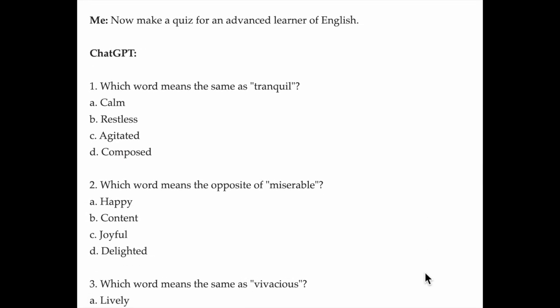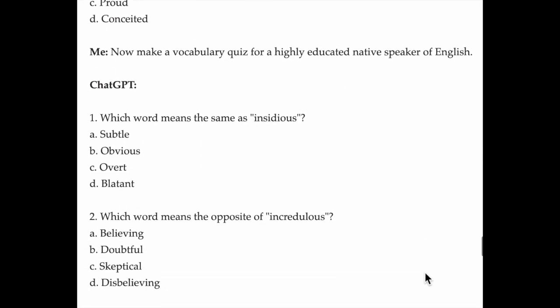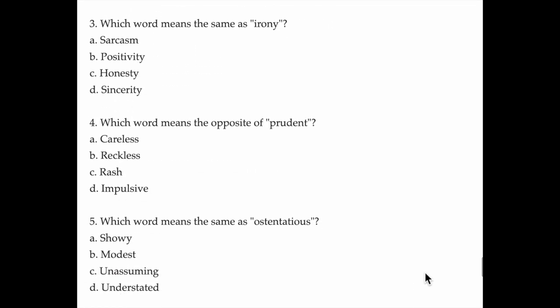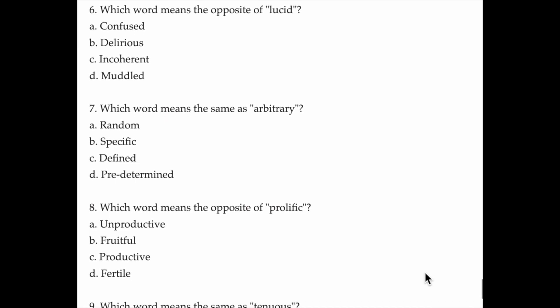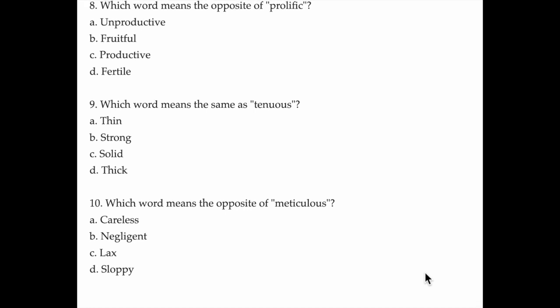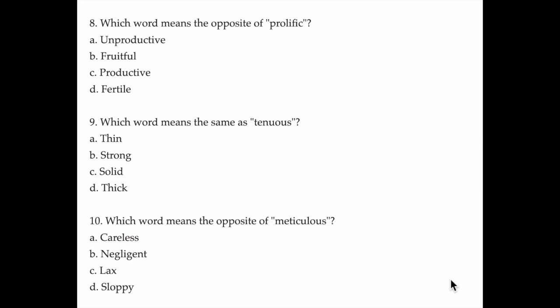I asked for a quiz for an advanced learner of English. We get tranquil, miserable, vivacious, tolerant. Those are all more difficult words. And then I asked it to make a vocabulary list for a highly educated native speaker of English. And we get words that in America used to be called SAT words: insidious, incredulous, irony, prudent, ostentatious, lucid, arbitrary. So for making quizzes, it doesn't work at this point. Maybe if the prompts were changed, you might be able to get it to offer only one right answer. But it is able to choose vocabulary items of various levels based on a very simple prompt. So there might be other uses I haven't thought of yet for using ChatGPT for preparing materials for language learners.